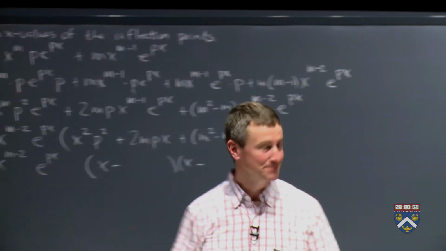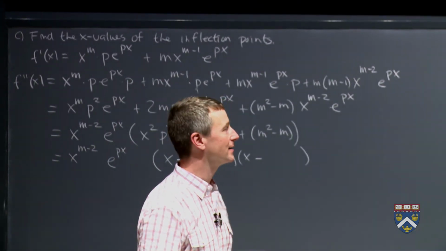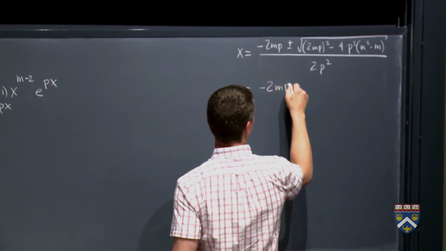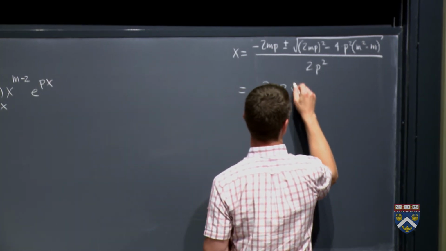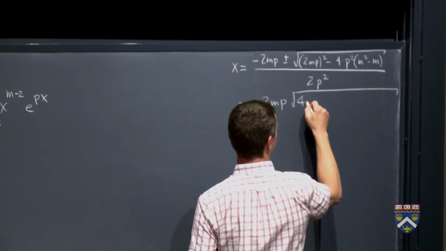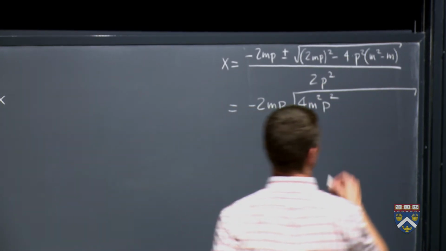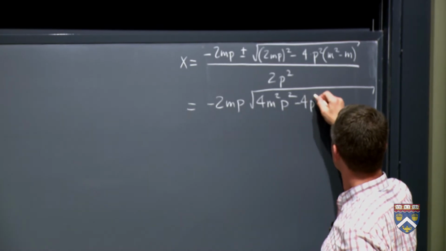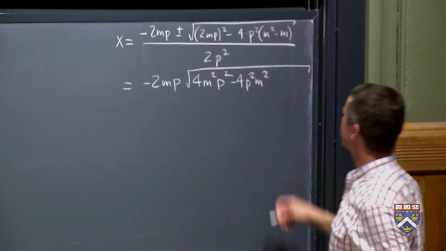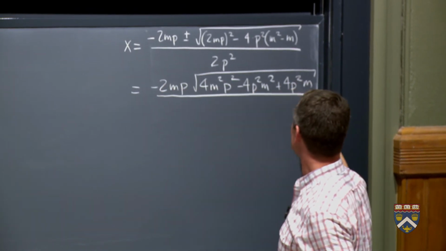Are you getting nervous? I hope this will simplify nicely. And by the way, if you have some other way of solving quadratics, like completing the square, that's great. You'll come up with the same answer either way. Let's hope this will simplify a little bit. So I've got a negative 2mp. And what have we got inside the square root here? If we multiply this out, 2mp quantity squared is 4m squared p squared. And here I've got a minus 4p squared m squared. And here I've got a minus 4p squared times minus m, so that's a plus 4p squared m, all over 2p squared.